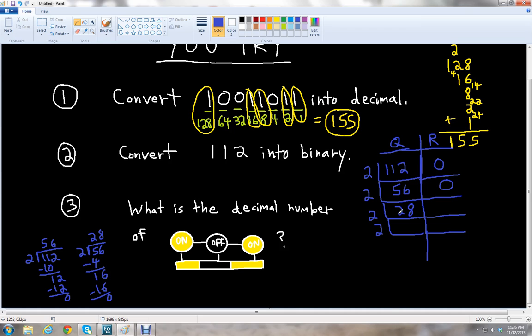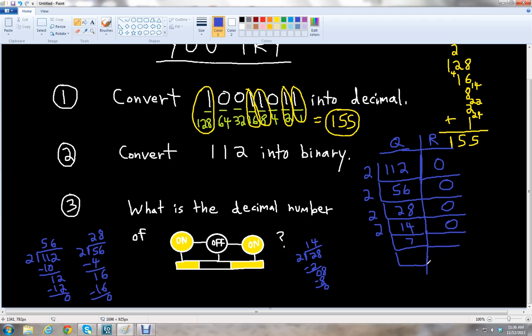And we know 2 goes in 28 evenly because it's an even number, so that's also a 0. So we're getting a lot of zeros here. And let's see, 2 into 28. How many times? 1, 0 with 8. 2 goes into 8 4 times. So we get 14. And then we know that 2 goes into 14 7 times, so we get a 0 remainder.